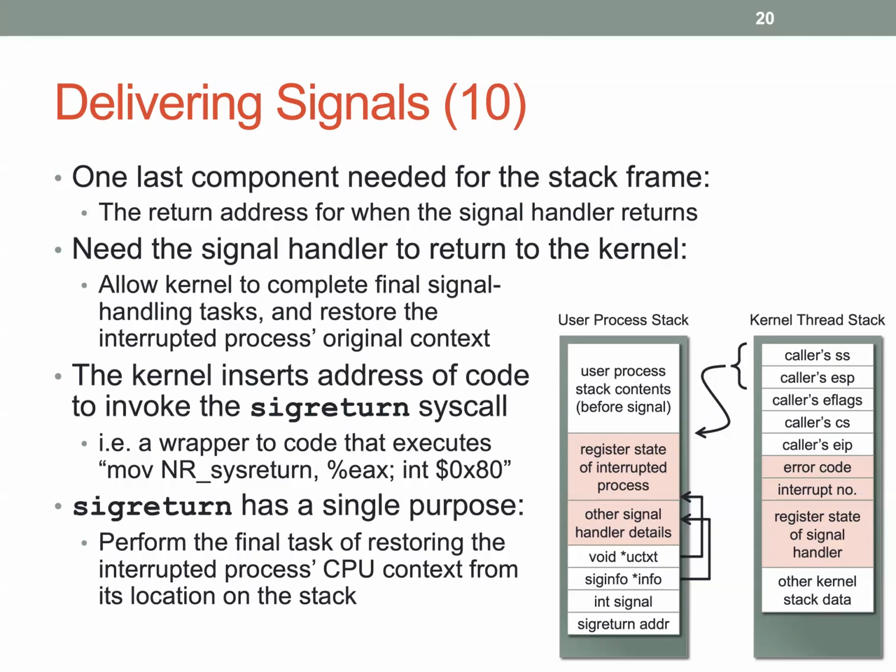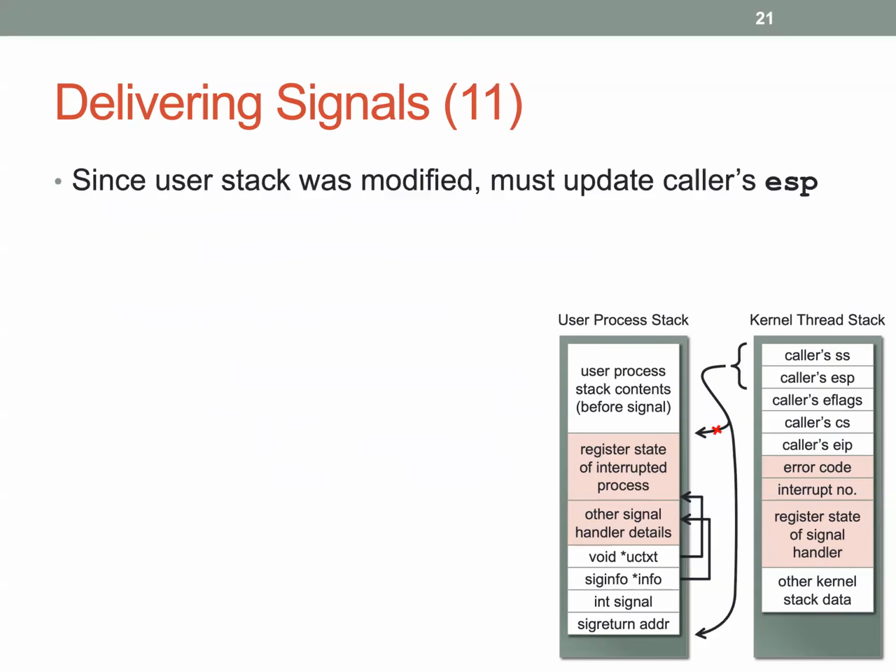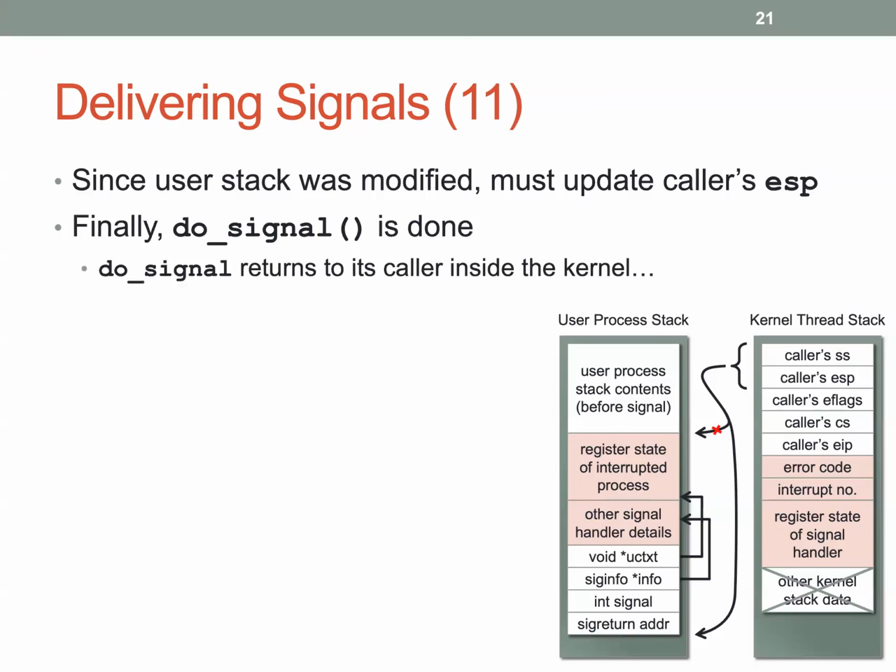It just restores the interrupted process's CPU context from where it is on the stack, which at that point will be just above the arguments that the signal handler looked at. So all that stuff gets cleaned up, machine context is restored. Okay, so we modified the user stack. We have to point the ESP to the new top of stack. So that's what this picture indicates here. We just need to make sure that the caller's ESP is modified so that the signal handler sees what it's supposed to see. Okay, now do_signal is done, and as you can see on the right, do_signal returns.